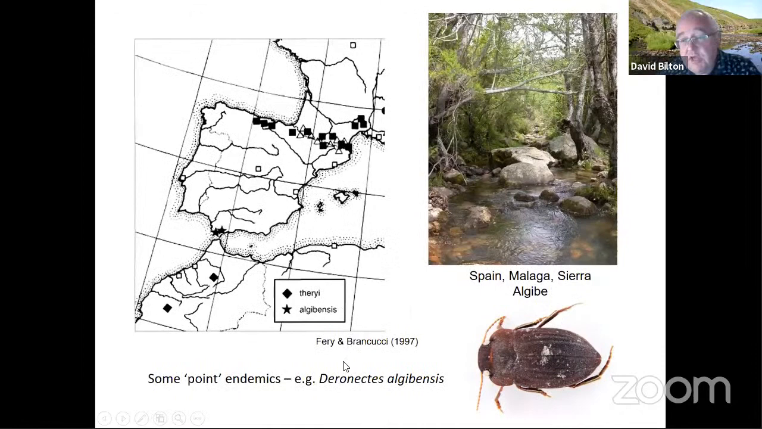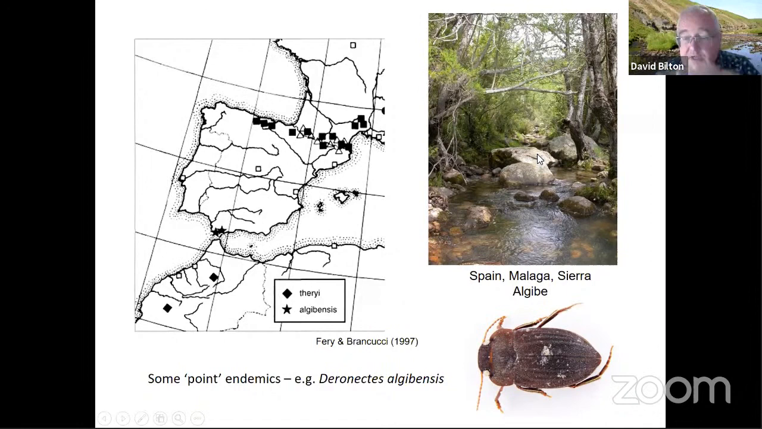We find as well within the genus, there are some, such as this one, algibensis, which are almost what we term point endemics, in that they're only found in single small areas. This one is found in a handful of streams in basically one mountain system just north of the Straits of Gibraltar. This is the kind of habitat we find it in, in this case remnants of subtropical vegetation, which would have been much more widespread in Europe before the onset of the ice ages. And this is quite a nice locality to visit. Lots of other interesting aquatic animals present there.